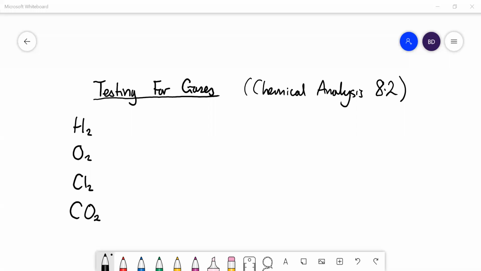Okay, we're going to look at testing for gases. This comes into the chemical analysis topic, it's 8.2 in the AQA specification. So just briefly, here are the tests you need. Test for hydrogen gas: it ignites with a squeaky pop. Testing for oxygen: it will relight a glowing splint.